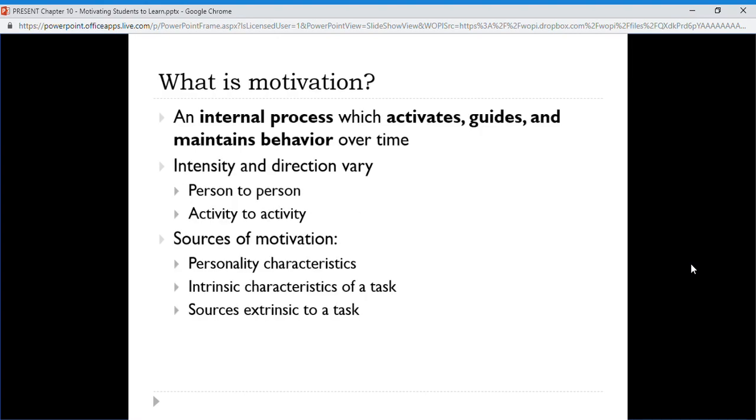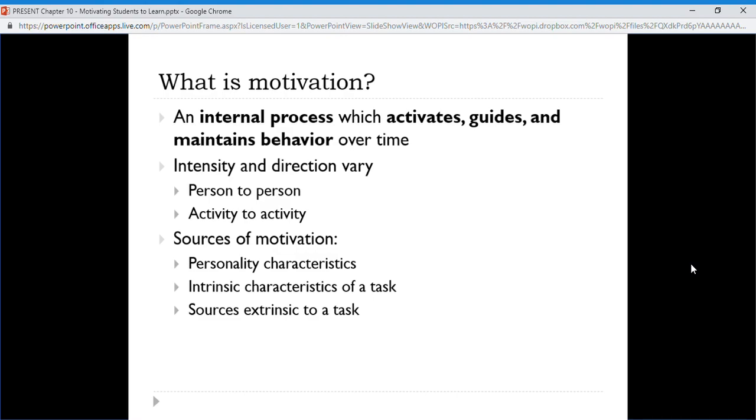So what is motivation? Motivation is one of the most critical components of learning, but it's really difficult to measure. And that's because motivation is an internal process that we can't see, but that activates, guides, and maintains behavior over time. So we know that the intensity and the direction of motivation can really vary. It can vary person to person or even activity to activity. So a person who is really motivated about doing one activity may be less motivated about doing another activity. Individual differences in motivation also exist within people, in between them.